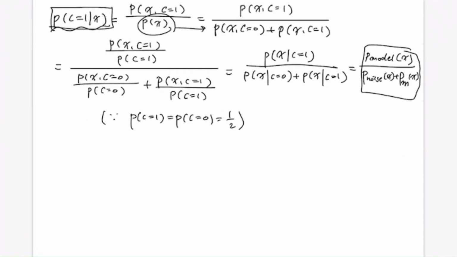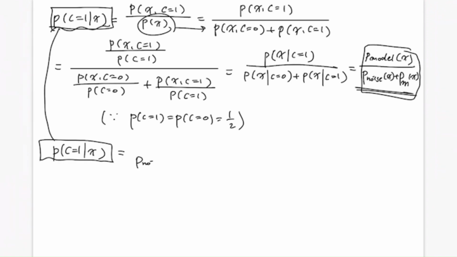Okay, so we were on the way to write the logistic regression equation. So we will use this form. Again, just the same one, and we will get this result: p_noise(x) + p_model(x), then we will divide.